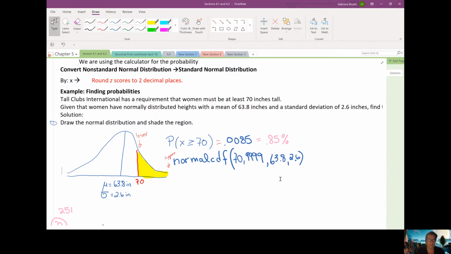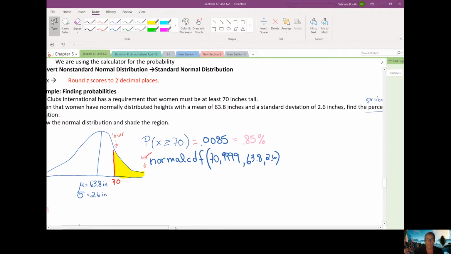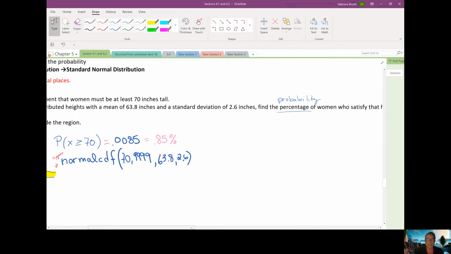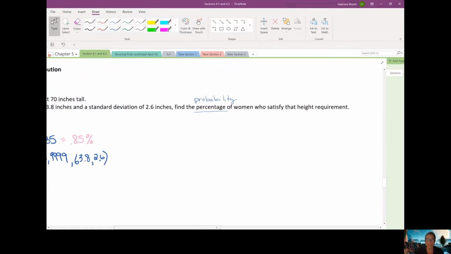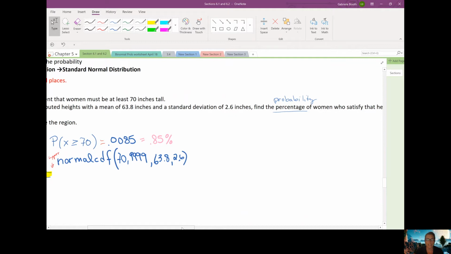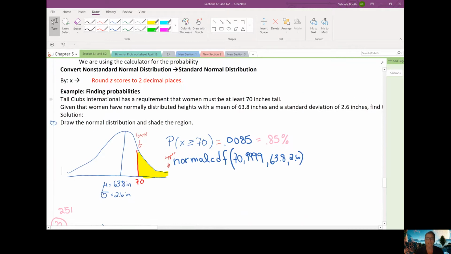Given that women have normally distributed heights with a mean of 63.8 inches and a standard deviation of 2.6 inches. So find the probability or find the percentage probability, kind of the same, of women who satisfy this height requirements. And the height requirements is what? That you must be at least 70 inches tall.